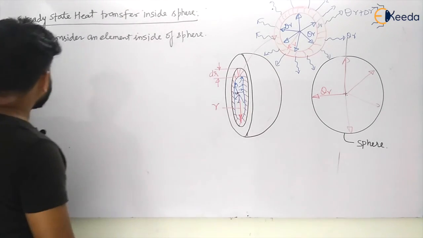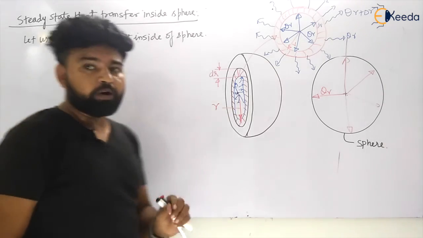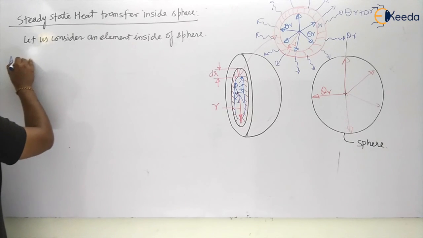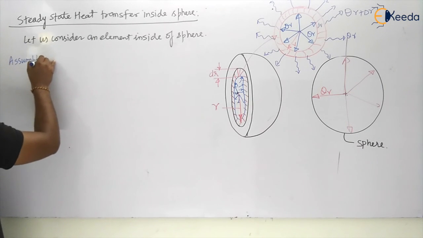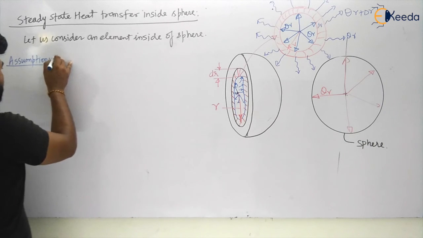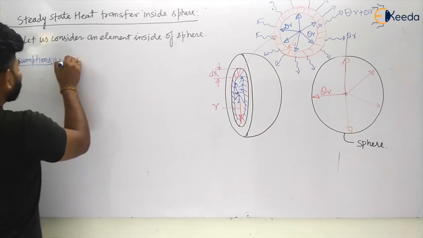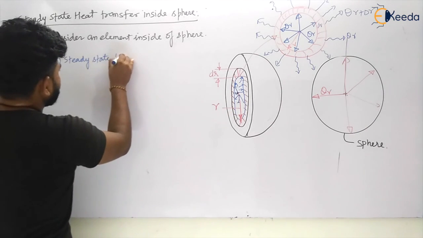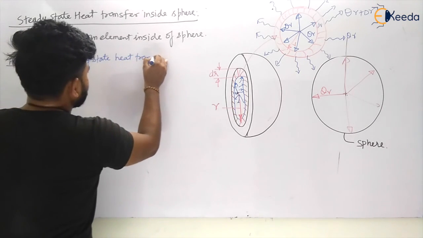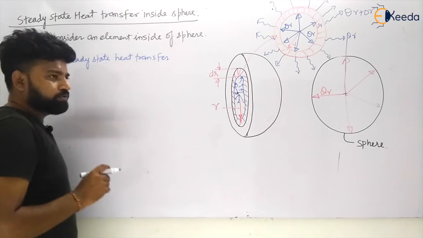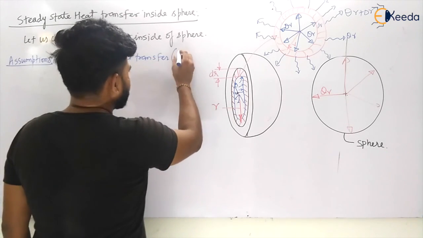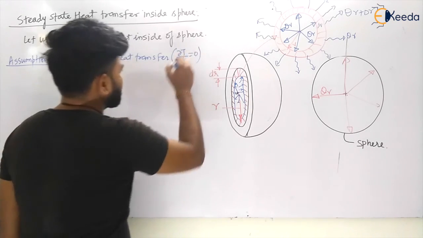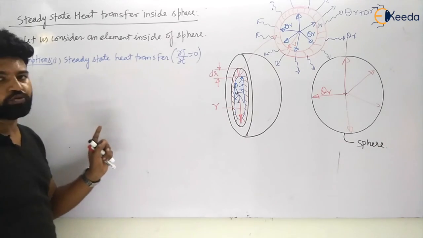I have taken a steady state heat transfer. Let us talk about the assumptions, which are very much important, my dear students. I have taken one assumption, that is number one, steady state heat transfer. I have discussed it several times in the previous videos. That is, dT by dt, the change in temperature with respect to time, is equal to 0, my dear students.